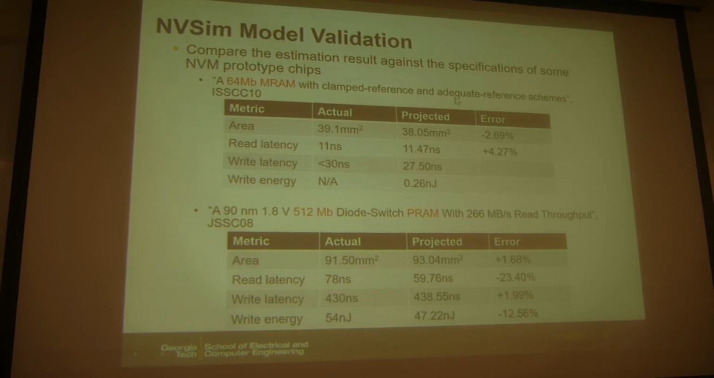And I think this is some model validation with some chips. Here, this is from one paper. They validate their model projection with the actual chip data from this 64 megabit MRAM chip. You see that for area and latency they have some errors, a few percent, but it's kind of close for this high level simulator. Because this is not SPICE simulation, this is just a high level simulation.